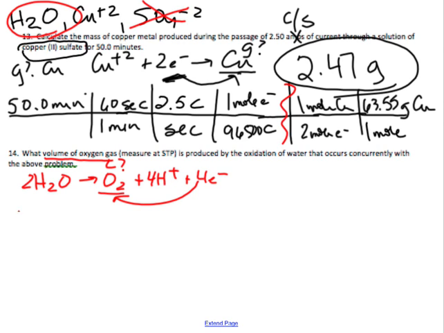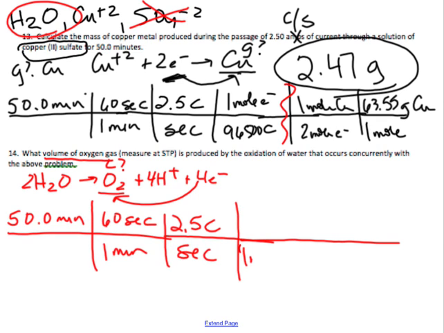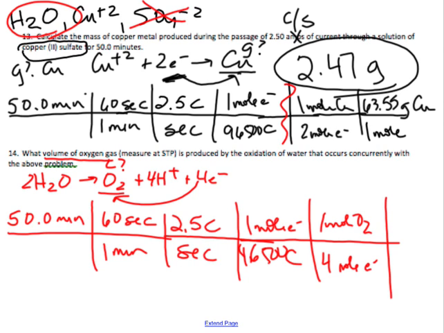All right, so I'm just going to copy it again. 50 minutes. For every 60 seconds, I have 1 minute. And then every second is 2.5 coulombs. For every 96,500 coulombs, I have 1 mole of electrons. Now what? 1 mole of O2 for every 4 moles of electrons. Exactly, 1 mole of O2.